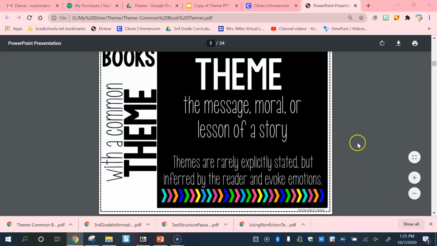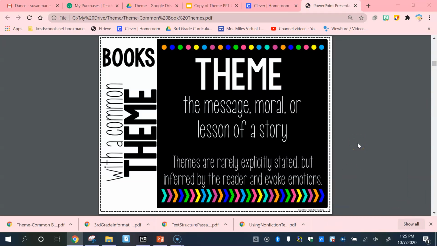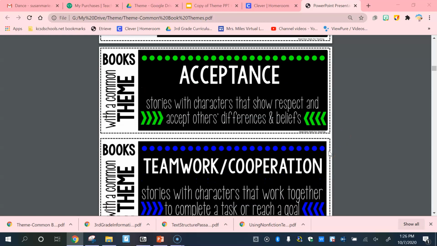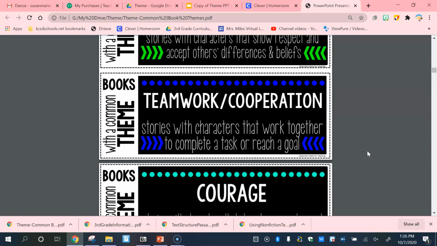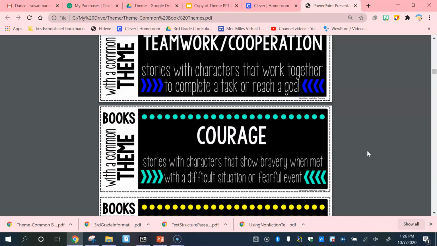in the stories. So a theme, again, is the message, moral, or lesson of a story. They rarely explicitly state, which means they rarely tell you what they are, but they're inferred by the reader, and they usually make you emotional. They evoke some kind of emotion. So one common theme is acceptance, the stories of characters that show respect and accept others' differences and beliefs. Another one is teamwork. And I will upload these so you have these as well, just to look at, so you can go back and read more about what each one is.